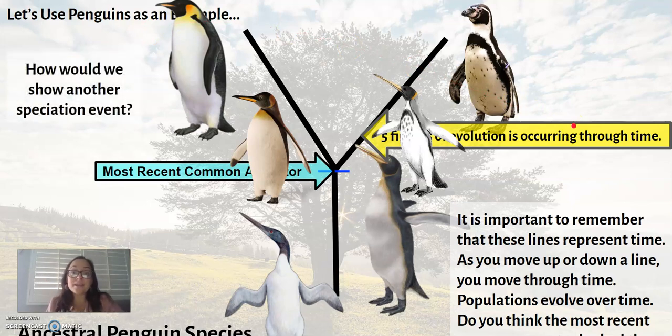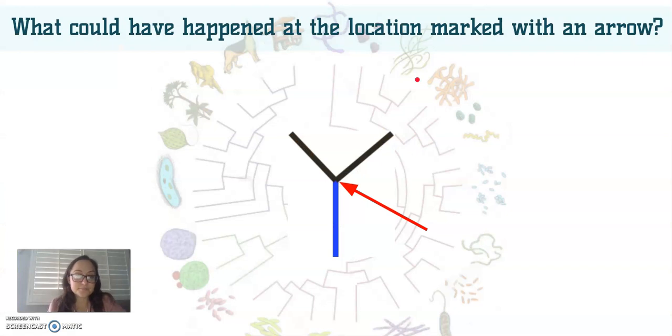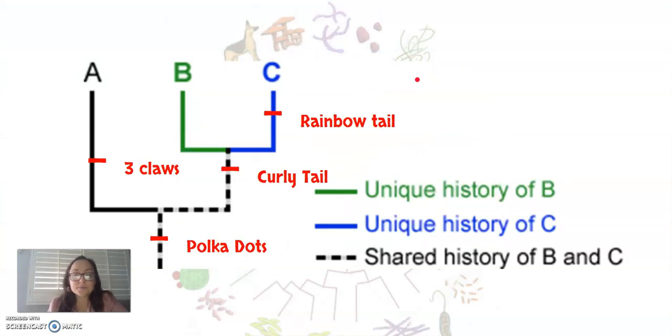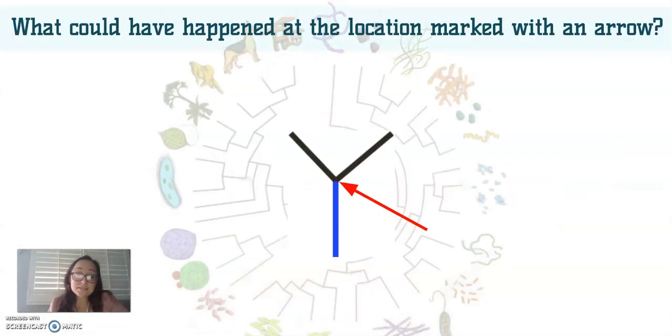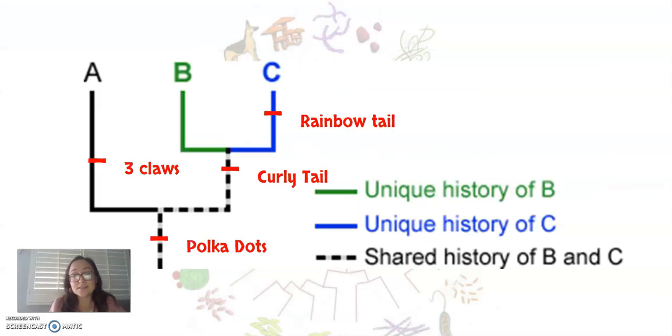Now, if we wanted to show another speciation event, we would just simply add another line that we can see right here. So now these two penguins have a really recent common ancestor right about here. Okay, so at this point marked with an arrow would have been a speciation event or a reproductive isolation.